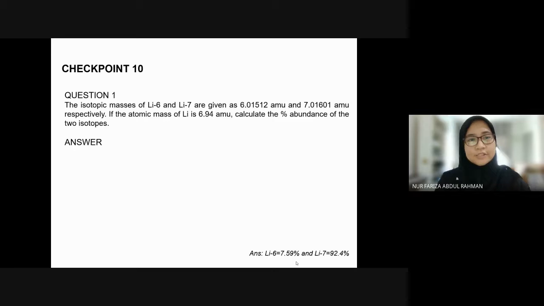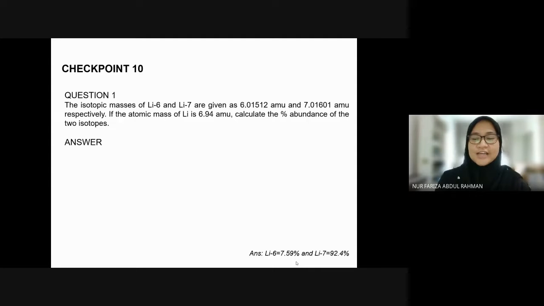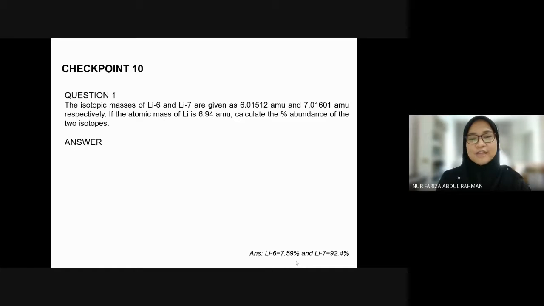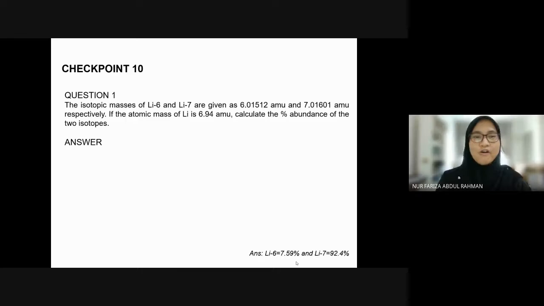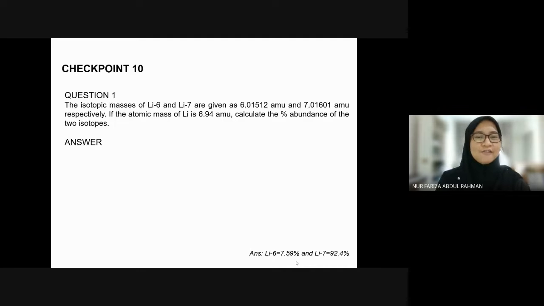Okay, are you done with checkpoint 10, guys? Please respond. Yes. Done but wrong. Did you manage to get the answer? No. Yes. No. Why is it? What did you get for lithium? What's wrong? Okay.